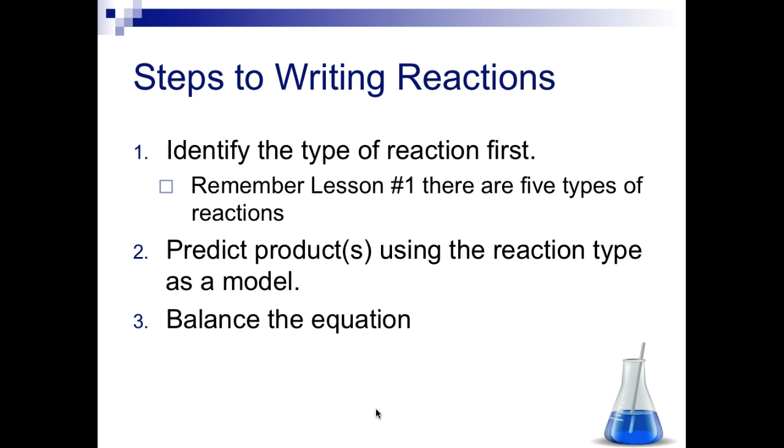Step number 2 is to predict products or the product using the reaction type as a model. So if you think the reaction is going to undergo a synthesis reaction, you're going to want to use a synthesis equation as a model to write the new equation. And then, as always, you have to balance the reaction.